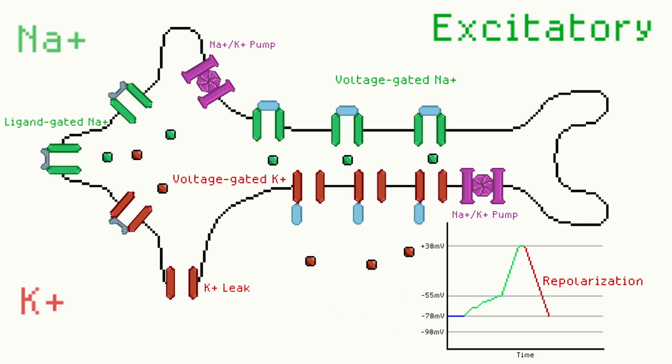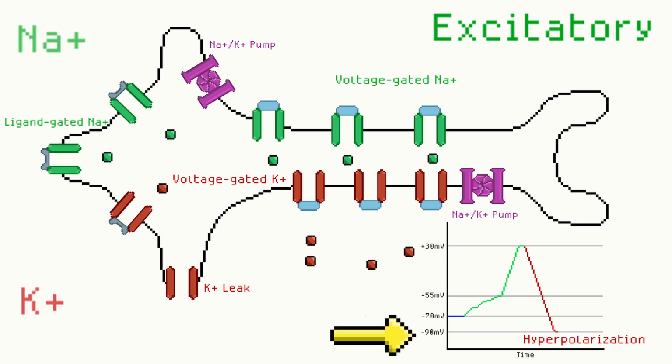This drop in voltage caused by potassium ions leaving the neuron is called repolarization. Interestingly, voltage-gated potassium channels are slower to close than voltage-gated sodium channels. This causes the neuron to, in a sense, get rid of more potassium than it needed to in order to restore its default voltage of minus 70 millivolts. Instead, the neuron dips all the way down to minus 90 millivolts, and this is called hyperpolarization.